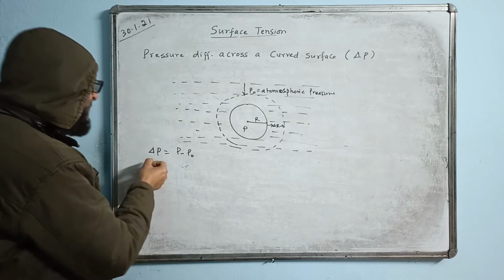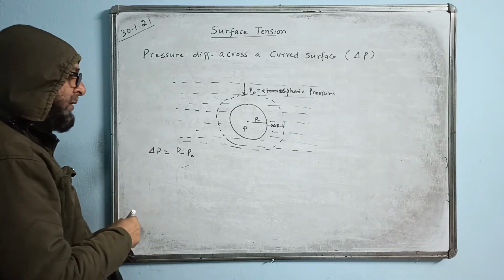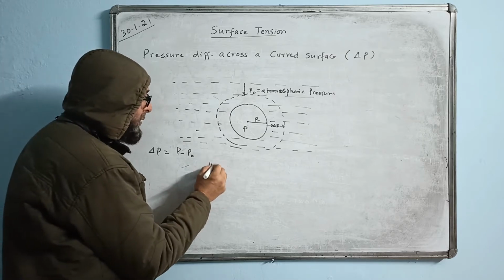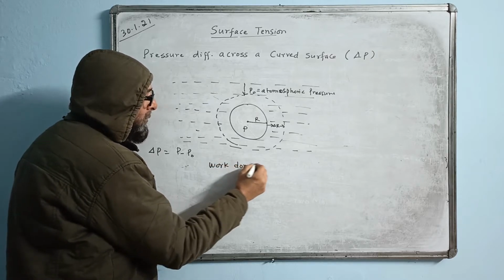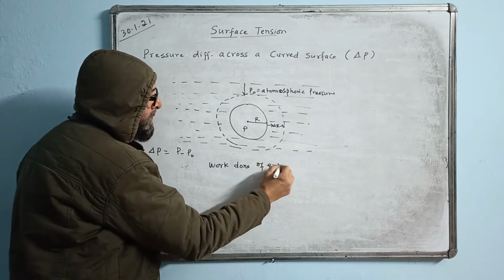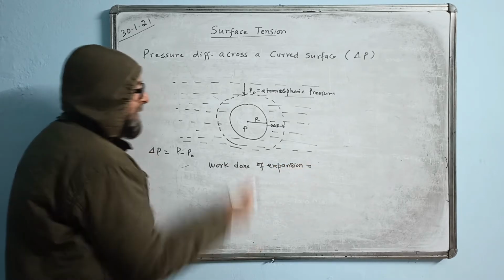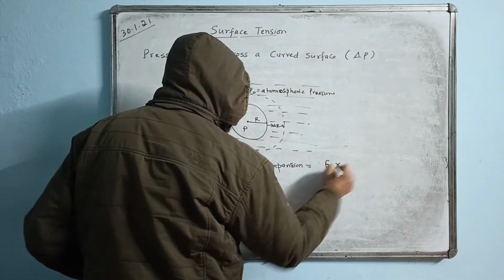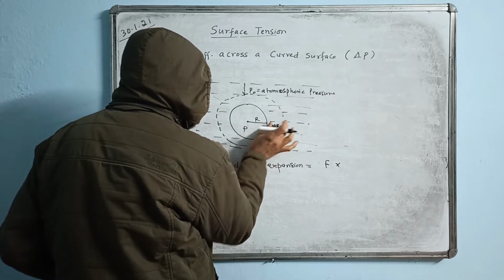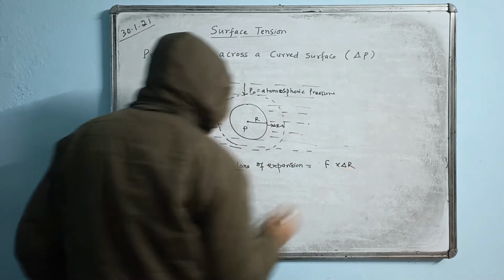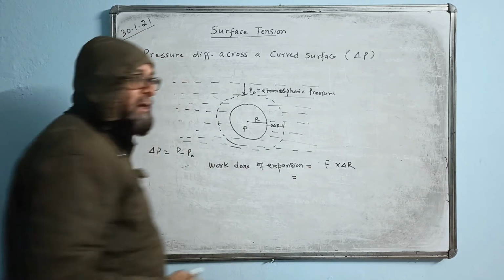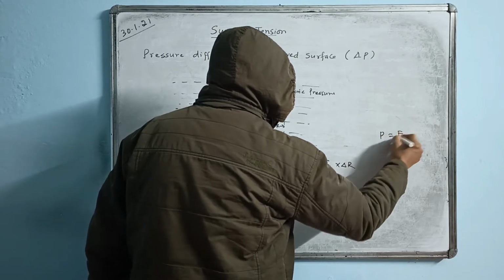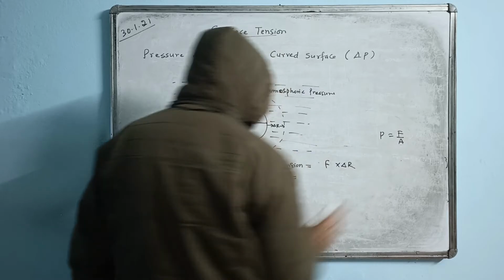Now we'll find the expression for delta P. To find the expression, we'll consider the work done in expansion of this drop. Work formula is force into displacement, and it is growing by the displacement delta r. The pressure formula is pressure equals force by area, therefore force will be equal to P into A.